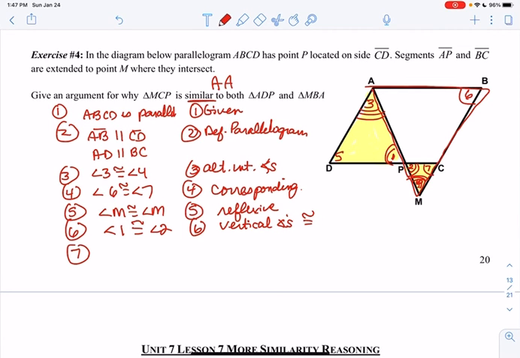That's enough. So basically, between the small and the medium triangle, I have angle, angle. So they're similar. Triangle MCP is similar to triangle ADP by angle, angle, with angle 3 and 4 and 1 and 2. And triangle MCP is similar to triangle MBA, that was the really big one. That's also by angle, angle, because they share angle M, and 6 and 7 are corresponding. Okay, so we'll work with some more of these tomorrow.